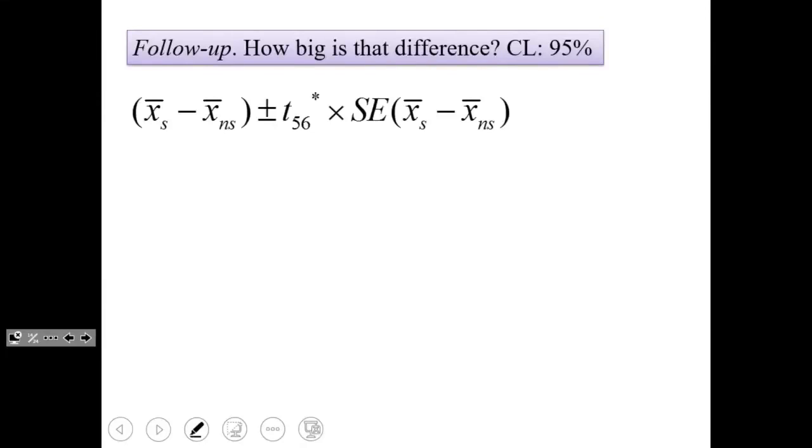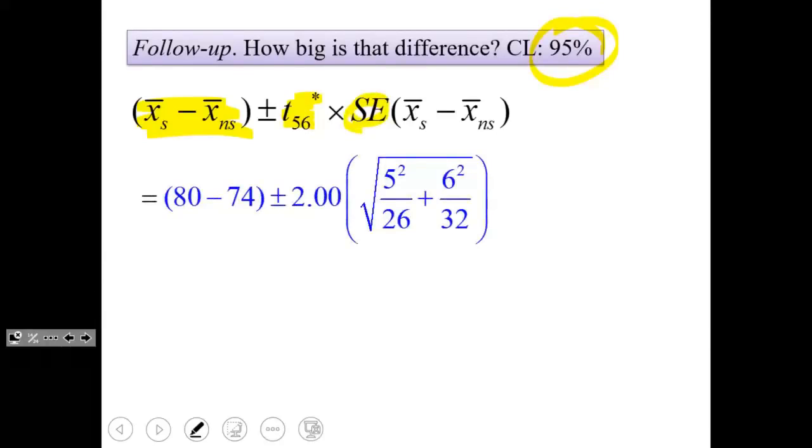So I'm going to take the difference in the resting pulse rate, find my critical value for a 95% confidence interval, and then use my standard error. Now, those values we've used before. It's 80 minus 74. The critical value I had to use invert t to find, and then the standard error, which we've used before. Doing this, I get a confidence interval of 3.12 to 8.88. And here's what that means.